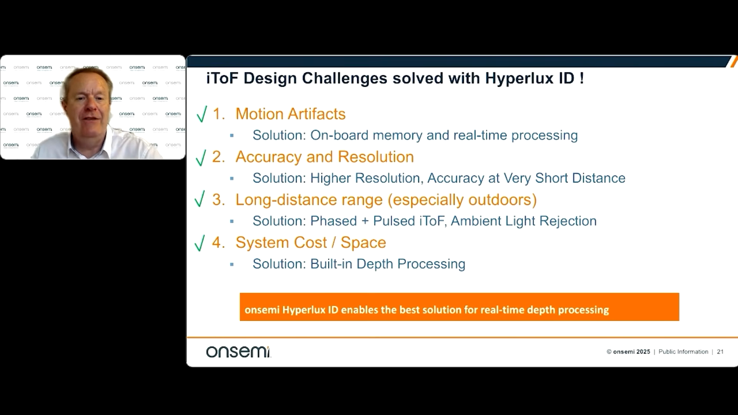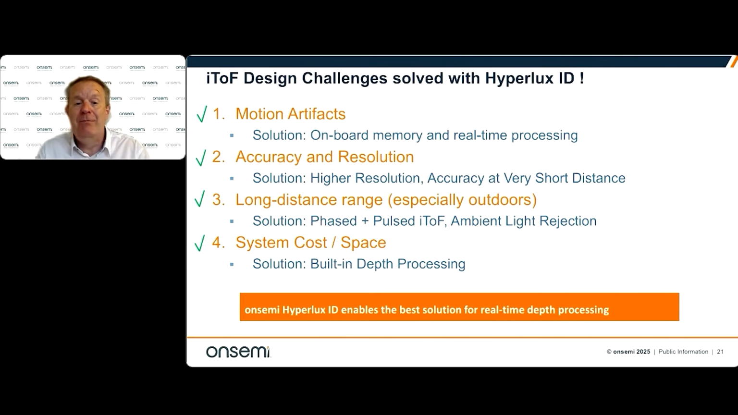So motion artifacts, you don't want motion artifacts when you're doing depth. The solution, onboard memory, real-time processing. Accuracy and resolution, the solution, higher resolution, global shutter sensor in our case. Accuracy at very short distances as well. So accuracy both at long distance and short distance. Long distance range, especially outdoors.